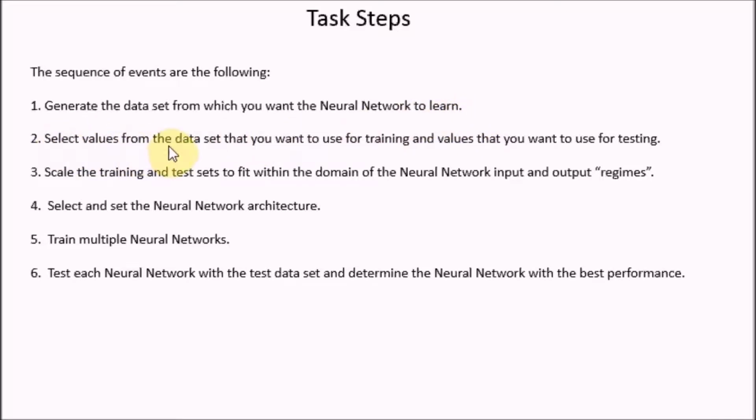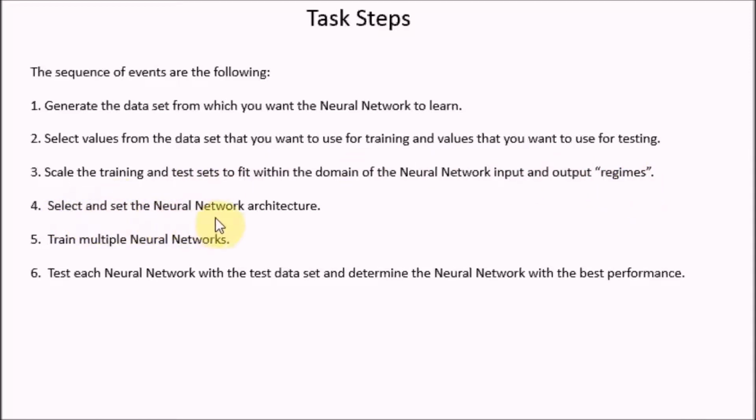Then you're going to select values from the data set that you want to use for training and values that you want to use for testing, and this is extremely critical. This is probably one of the most important parts of getting a neural network to work successfully. I would say it's about 90%. Then you scale the training and test sets to fit within the domain of the neural network input and output regimes. This is a pretty basic step.